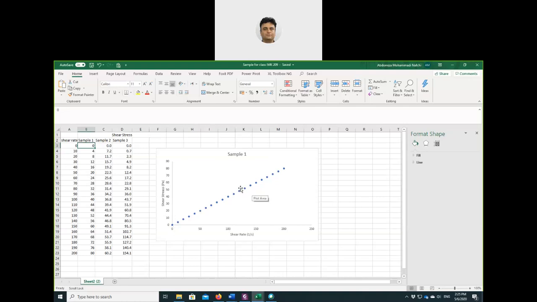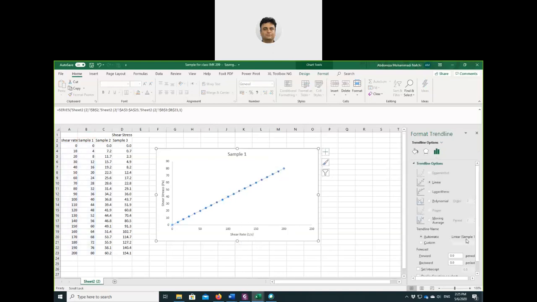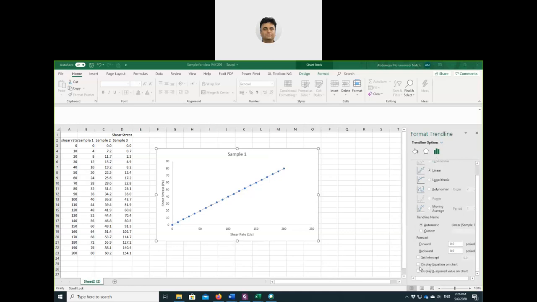Can you guess the viscosity of this material? Yeah, it's easy. If you remember, we are going to add a trend line, linear. Here, display equation on chart, and the R squared.